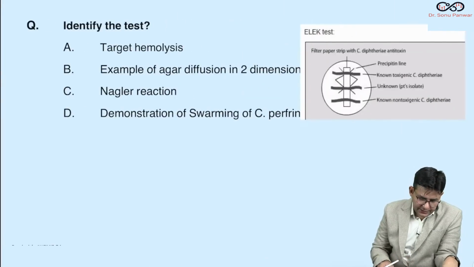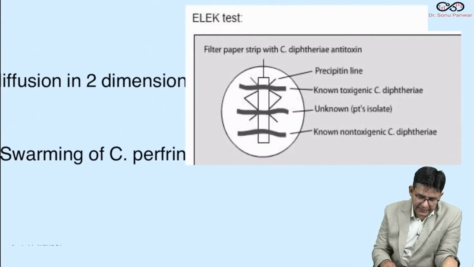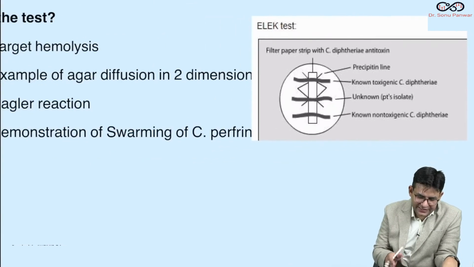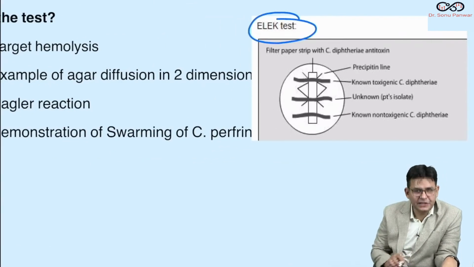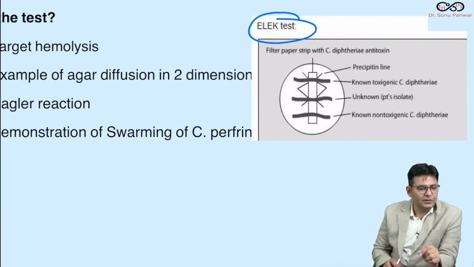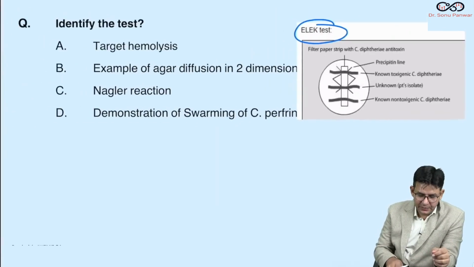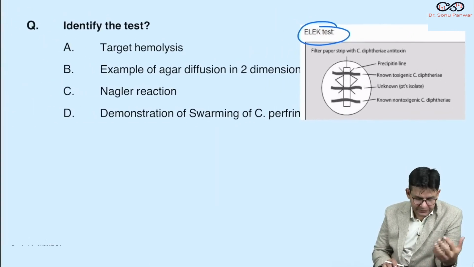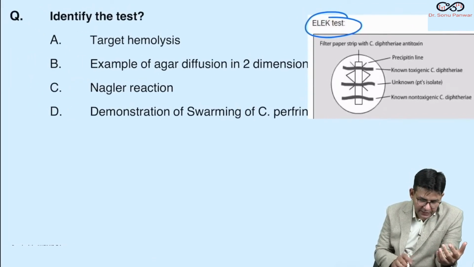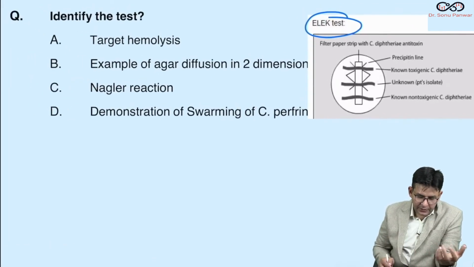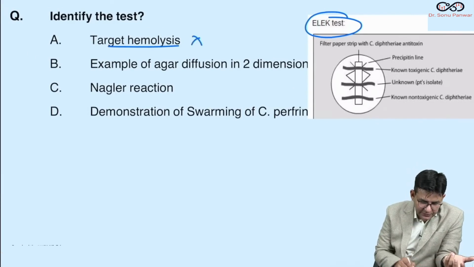Now coming to this. See this picture and tell me, obviously it's written there itself, which test I am talking about, the Elek test. So my question for you is, this test is done for which bacteria? First of all, out of these options, can you tell me which should be the answer? Obviously this is not the answer. This is not the answer. This is not the swarming. So obviously the answer is this.